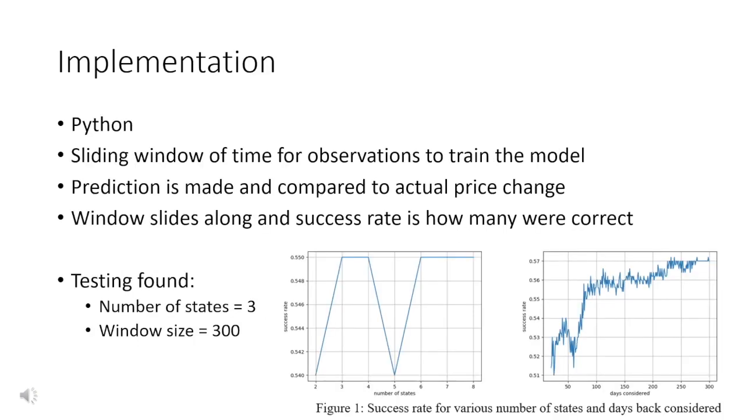I implemented my model in Python and had a sliding window of time for observations used to train the model, and then a prediction would be made and compared to the actual price change for the next day, and then the window slides along and the success rate is calculated for how many were correct. And through testing, I found that the best number of states is 3 and the best window size is 300.